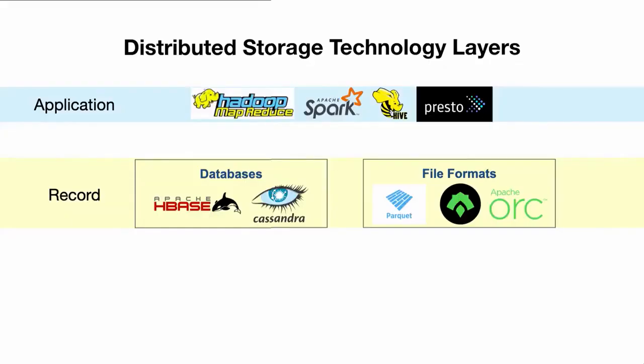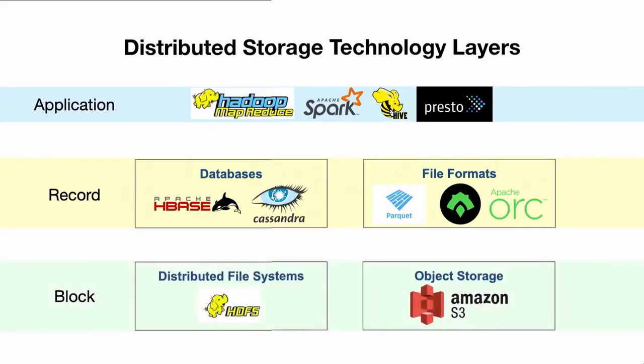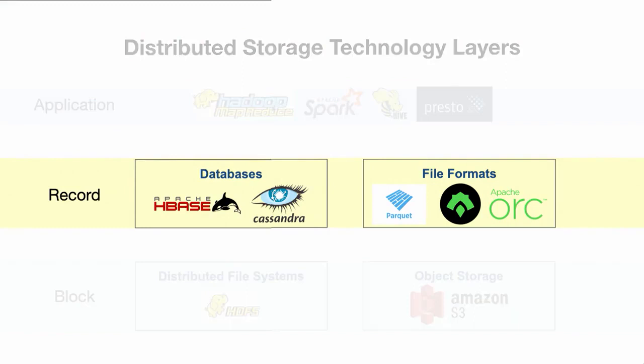A blue row labeled block with 2 boxes, one labeled distributed file systems with HDFS and one labeled object storage with Amazon S3. And then below the record layer, if there's another storage system in this hierarchy, it's usually something really simple like a block storage or a distributed file system. The record row is highlighted. So what I want to focus on today is this record layer, like databases and file formats, because that's the layer applications commonly interact with, and this is where a lot of the interesting trade-offs and problems are.